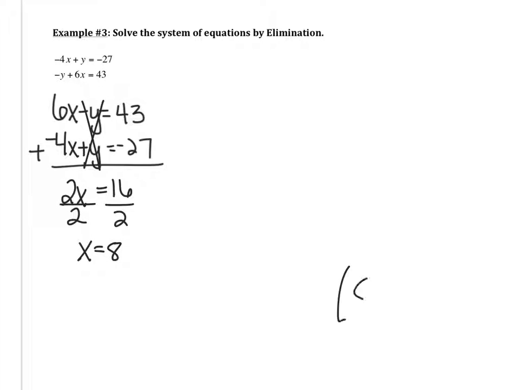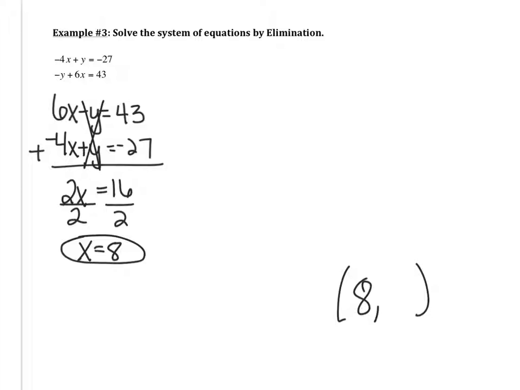But remember, that's only half of my answer. I also need to know what the y value is of that point where the two lines intersect. So I'm going to take the x equals 8, and I'm going to substitute it back into either equation that we had from the start. It doesn't matter. I could even plug it into this equation that I got after I flip-flopped the 6x and the negative y. Again, it doesn't matter.